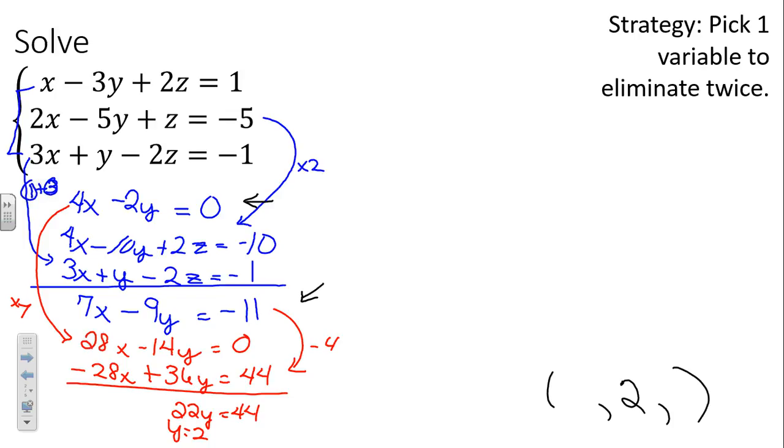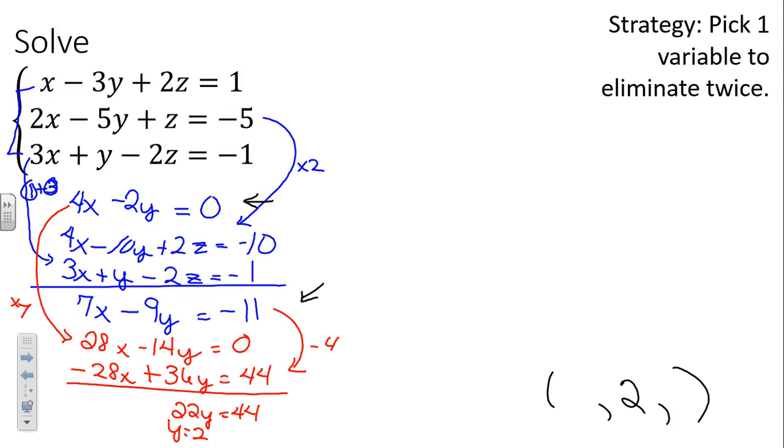You could, but then we would still have an x and a z. So if we plug it into this one or this one, then we'll know what x is. And then eventually, once we know x, we can plug it into any of the top three, along with y to find z. Okay, so y is 2.